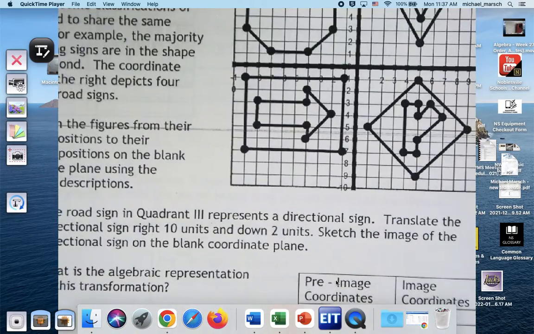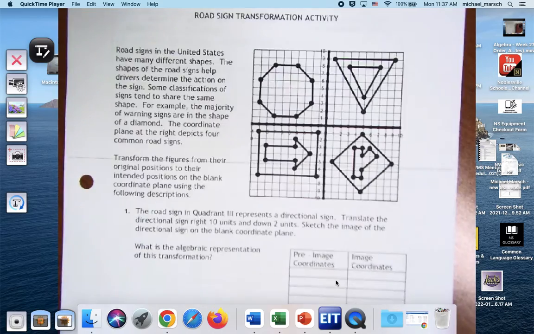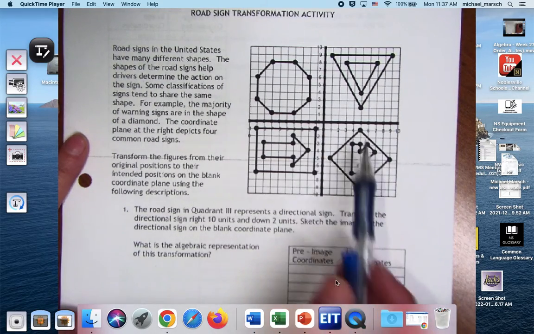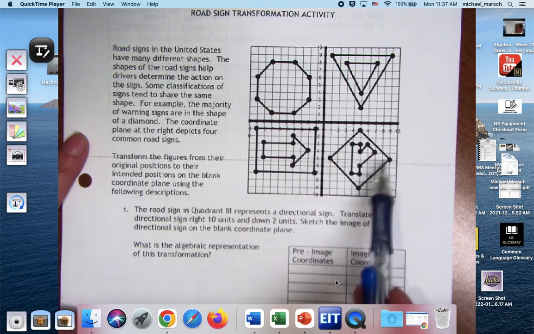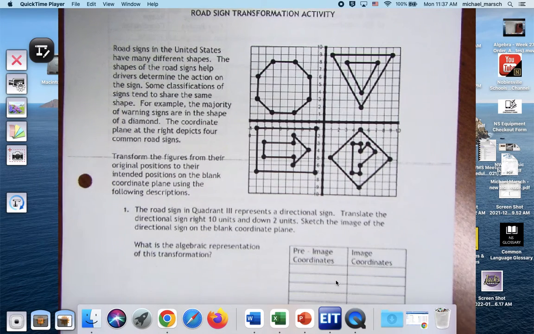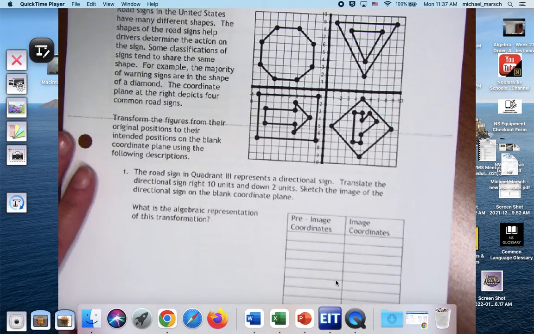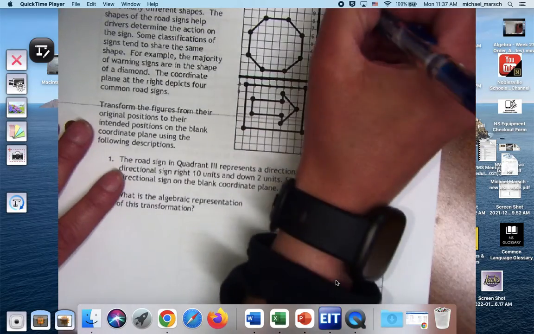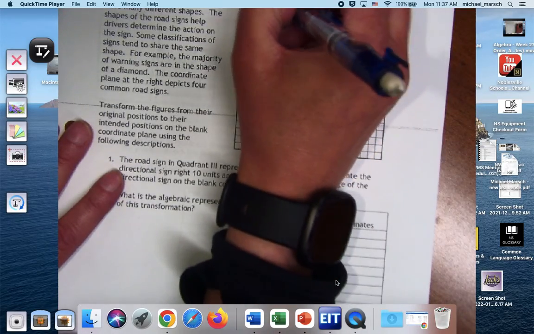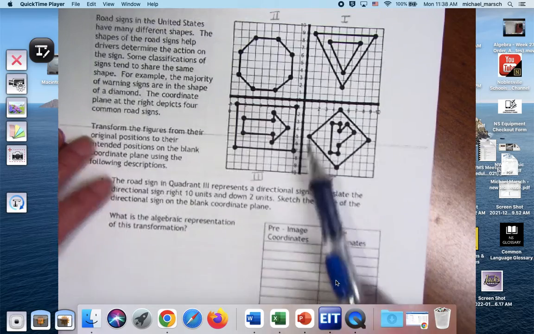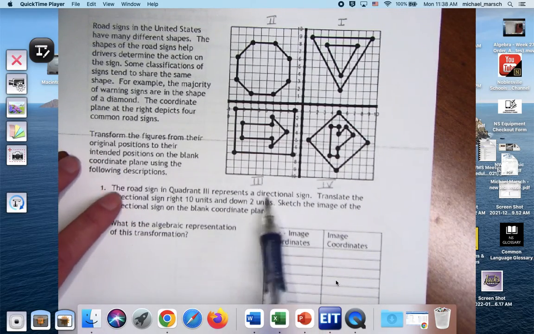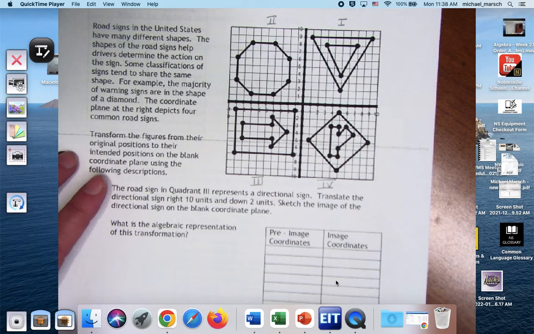So what we're going to do, this activity, is we're going to take these 4 road signs, right? Yield, stop, one way, and this is a merging sign, or an exit sign, depending on which way you're looking at it. And we're going to move them to a different location on that coordinate plane based on what they tell us to do, okay? So the first thing we're going to do is we're going to label our coordinates. Because it's going to talk about the sign in quadrant 3. Well, if you don't know which quadrant is 3, then you don't know which sign they're talking about.